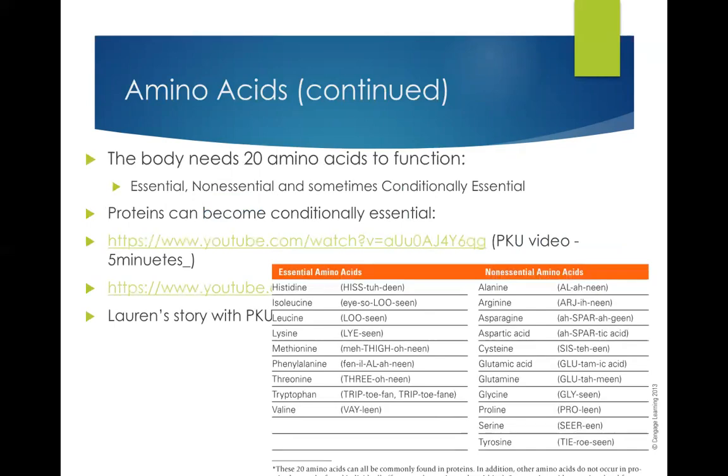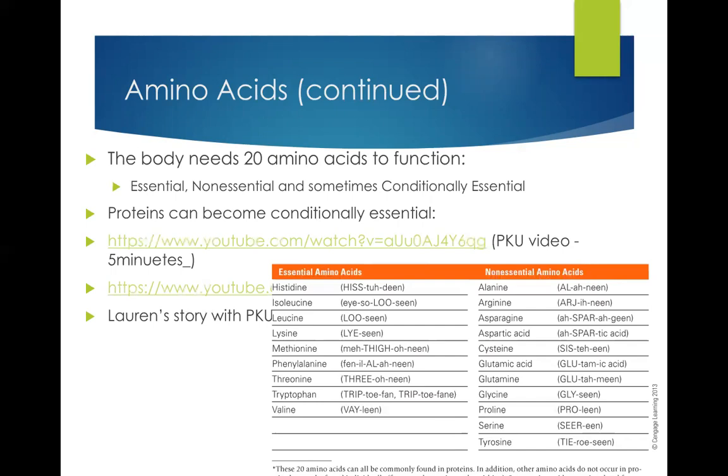It's possible for a protein, or specifically an amino acid, to become conditionally essential. And a good example of this is tyrosine. Our body uses the amino acid phenylalanine to make tyrosine. So as long as we have phenylalanine, we can make plenty of tyrosine. But if we didn't have phenylalanine, tyrosine would be conditionally essential.